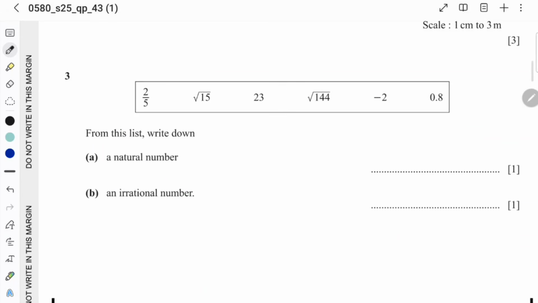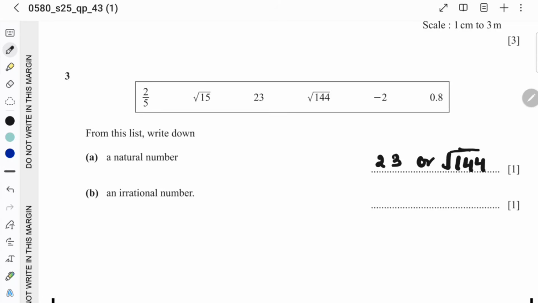Now question number 3. The numbers are 2 over 5, square root 15, 23, square root 144, which is 12, minus 2 and 0.8. Find from the list, and write down a natural number, like a whole number. You can see that 23 is a natural number, and square root 144 also you can write down, because square root 144 is 12, which is also a natural number. You may write down any one of them, but don't write 12, just write down the same number which is given in the list.